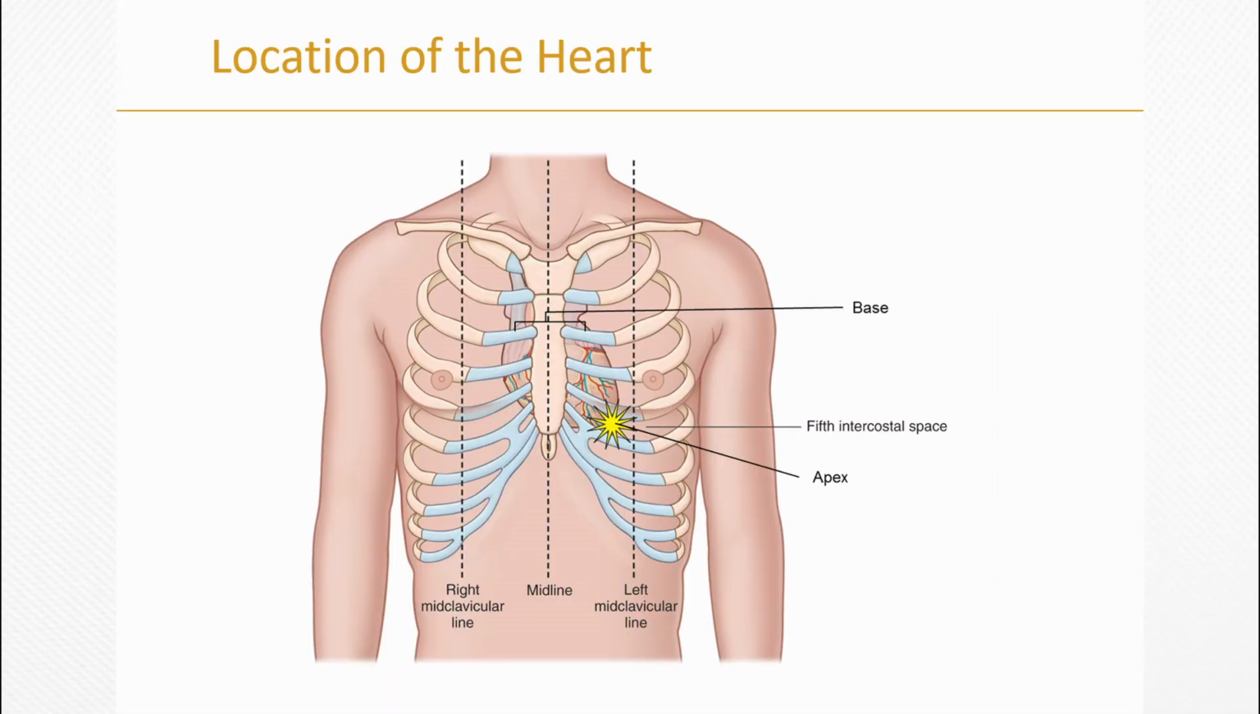So you can see the location of the heart. It's behind the rib cage, looking at that fifth intercostal space is where you'll see it begin. So it's a little bit towards the left side of the body, but it does cross the midline.